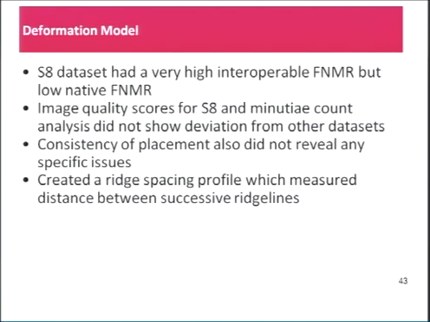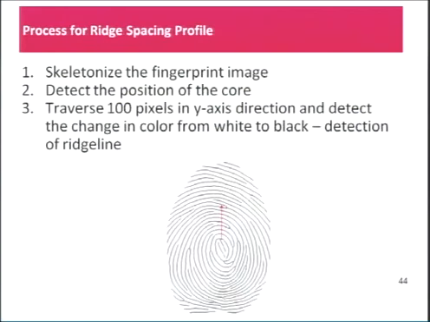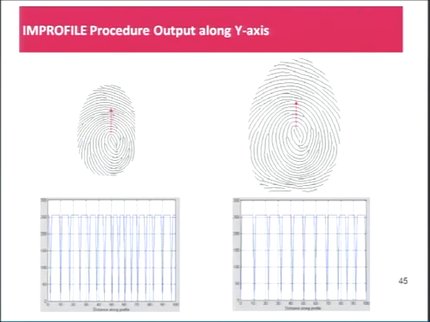So then the idea was to create a ridge spacing profile which measured the distance between successive ridge lines. The process, just again a very general overview, was to skeletonize the fingerprint image, detect the position of the core, and traverse 100 pixels in the y direction and detect the change of color from white to black. That is essentially detecting a ridge line. We used the improfile procedure in MATLAB. It's an inbuilt procedure, and you see the output along the y-axis.